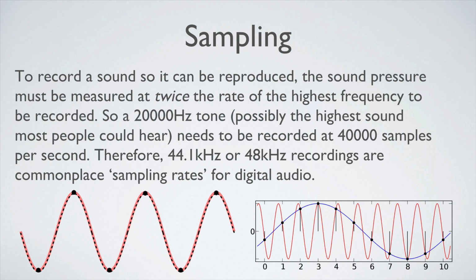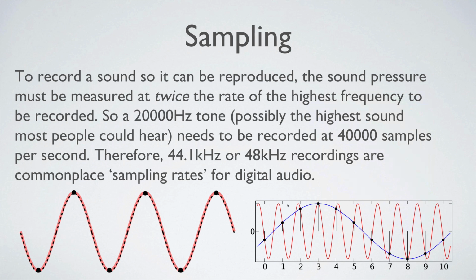However, a 20,000 Hertz tone needs to be recorded at around 40,000 samples per second, or Hertz. So 44.1 kilohertz or 48 kilohertz recordings are commonplace sampling rates. 44.1 kilohertz is what you get on a compact disc, and 48 kilohertz is a kind of professional standard as well.